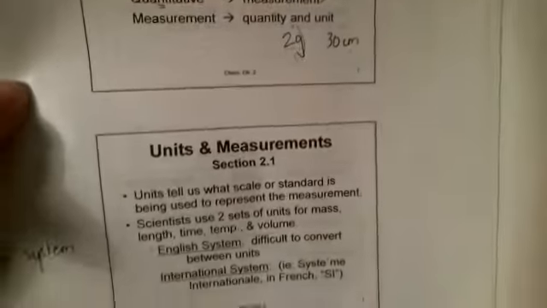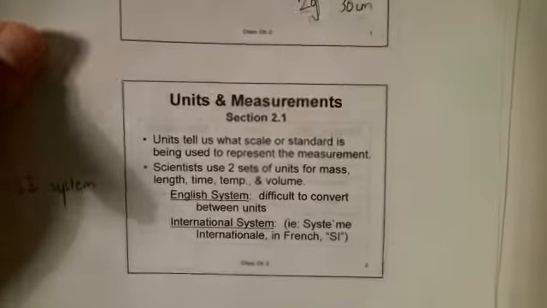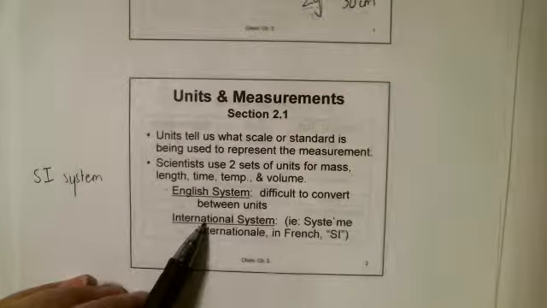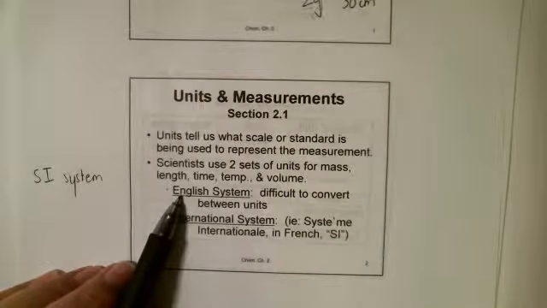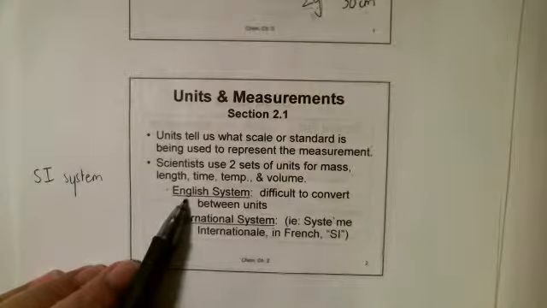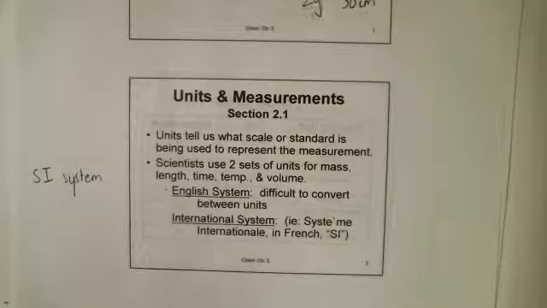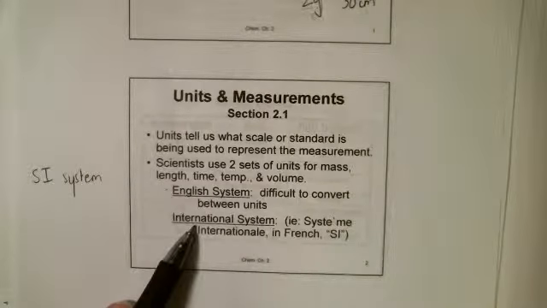There are two systems of units. There's the English system and the international system. The English system involves pounds and ounces and gallons, for example, and it's just very difficult to convert between those. The international system, however, is the one that we use in chemistry, and it's much simpler.